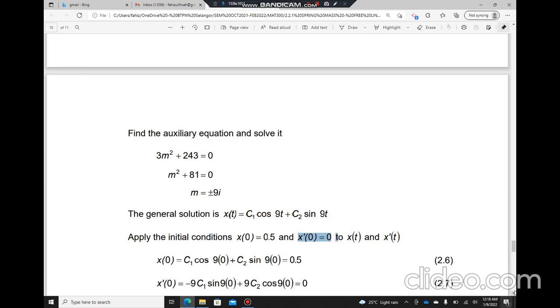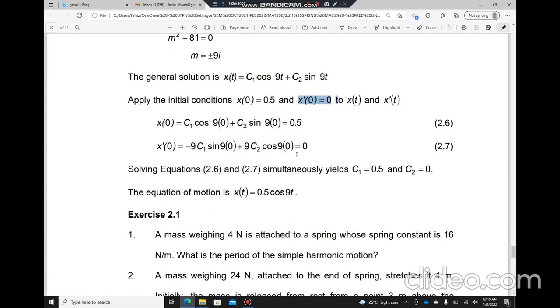Okay, then sama macam tadi. Okay, kita apply initial condition. Okay, masukkan, kita akan dapat equation 2.6 and equation 2.7. Okay, solve the simultaneous equation. You get C1 equals to 0.5 and C2 equals to 0. So nanti C1, C2 kita masuk balik dalam x(t). So kita akan dapat x(t) equals to 0.5 cos 9t.